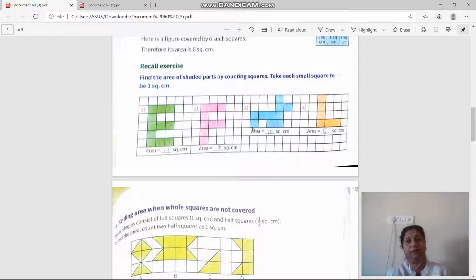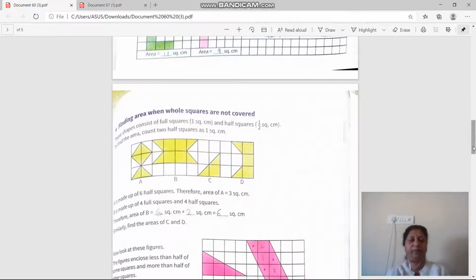But if the square is not complete, it is maybe half square. So how can we calculate? So let's see. If there is half square colored, or we can say the figure covers half square, then we have to calculate as half. Okay, so see here, these shapes consist of full squares and half squares. To find out the area, count 2 half squares as 1 square centimeter.